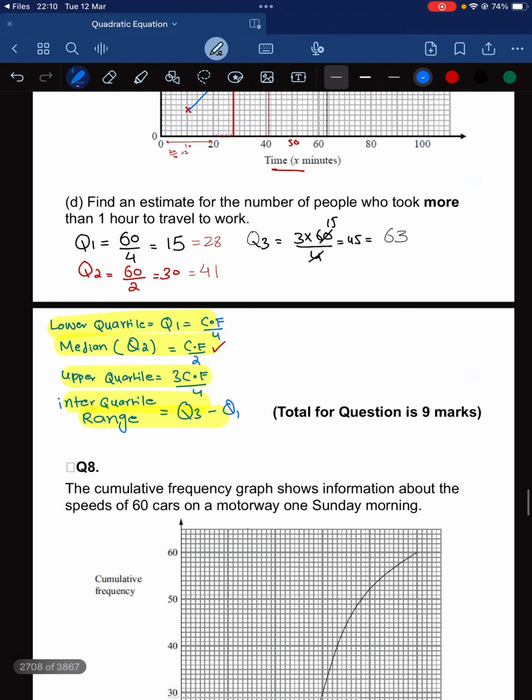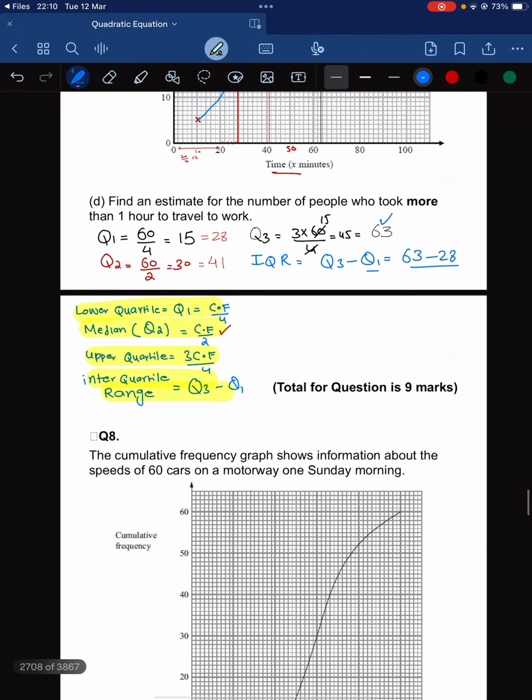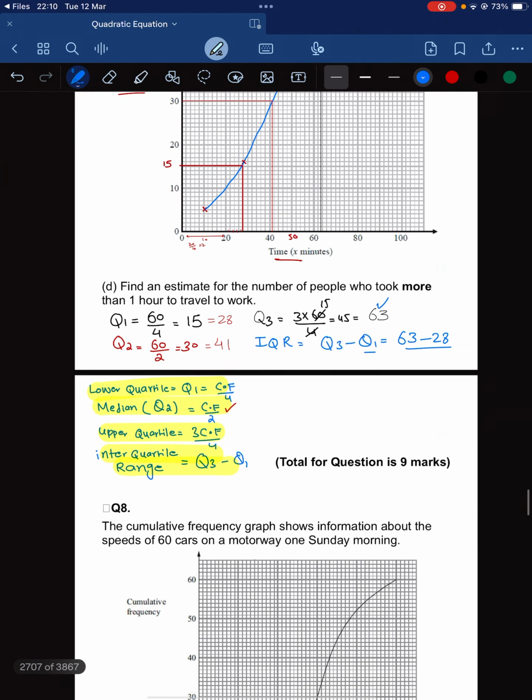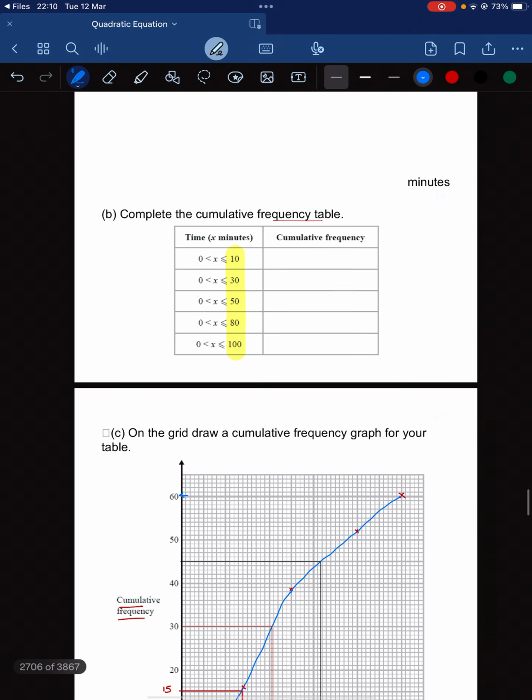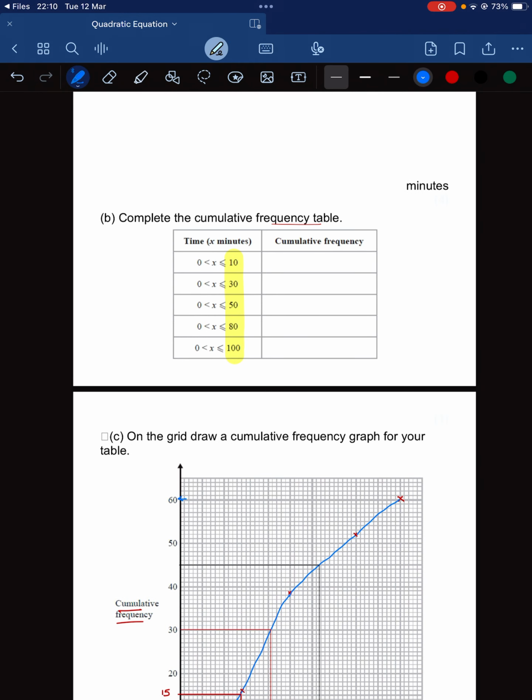for this question. So if we need to find the interquartile range for this question, IQR is Q3 minus Q1. So we will subtract: 63 is our upper quartile and Q1 is 28. If we subtract them, we will get the value of this. Okay, so this is all about the cumulative frequency graph.